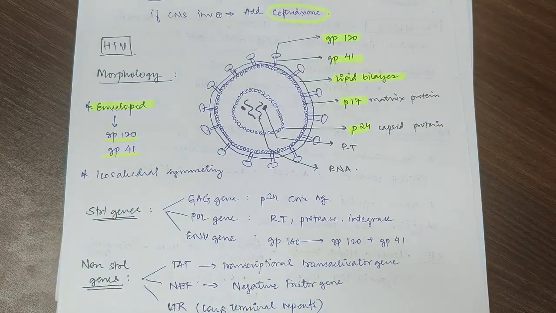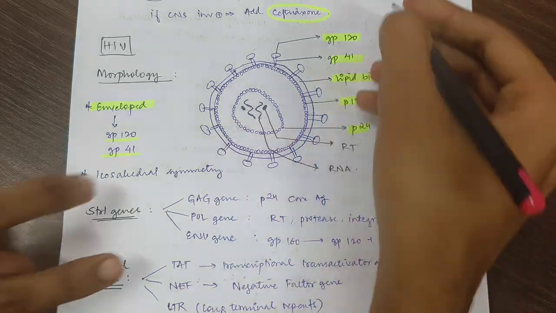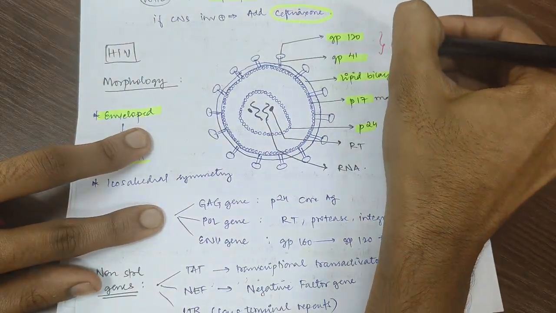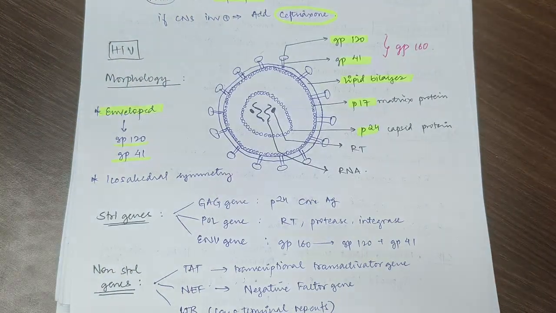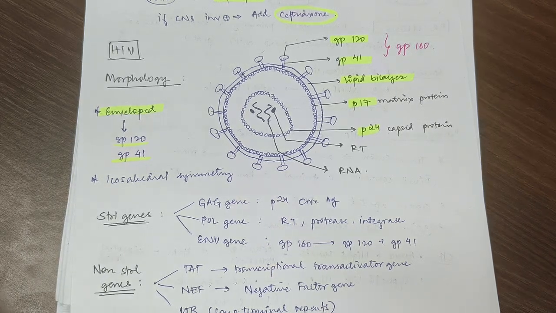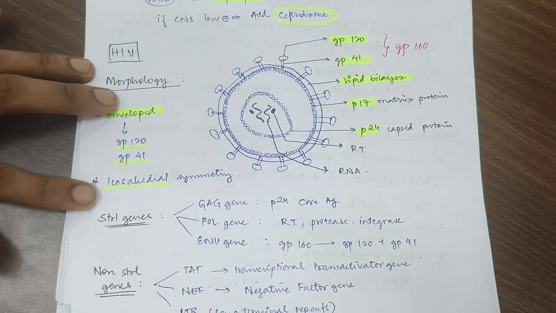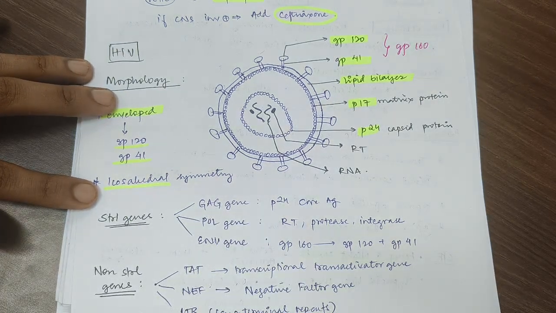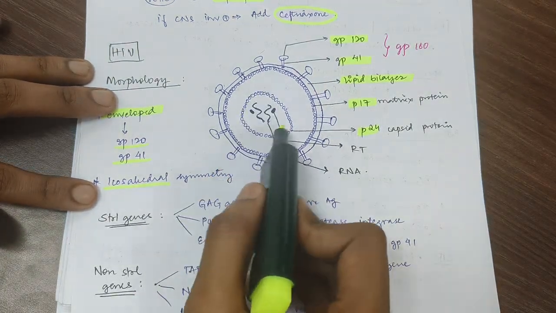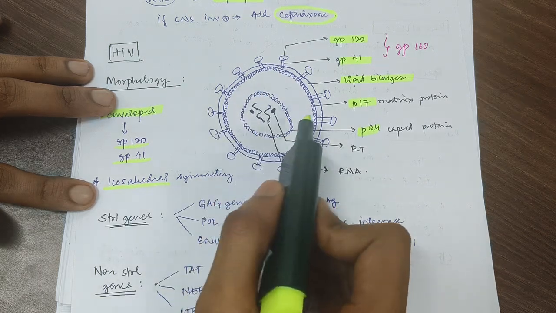Both of these together form GP160. And it is icosahedral. I'm not good at drawing, so make sure you draw it properly. You're going to draw this capsid as icosahedral.